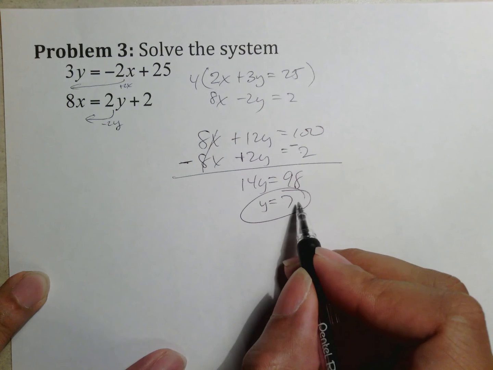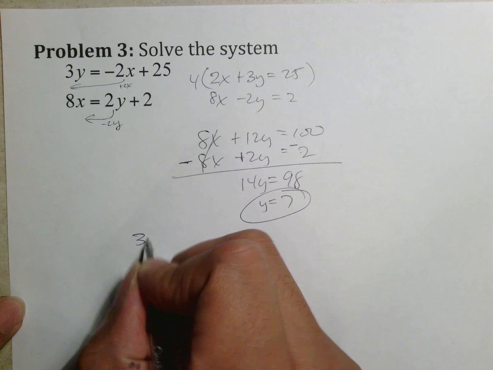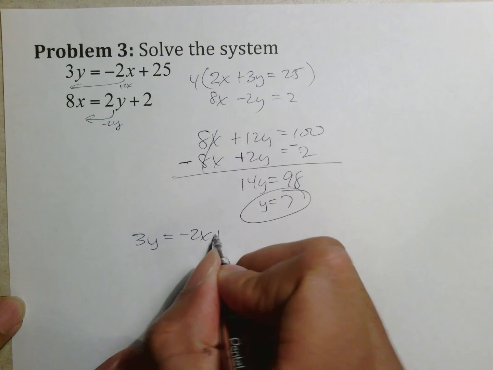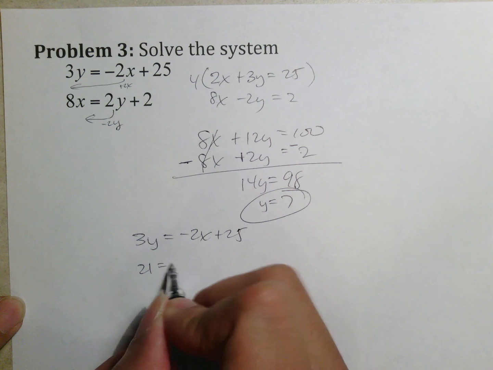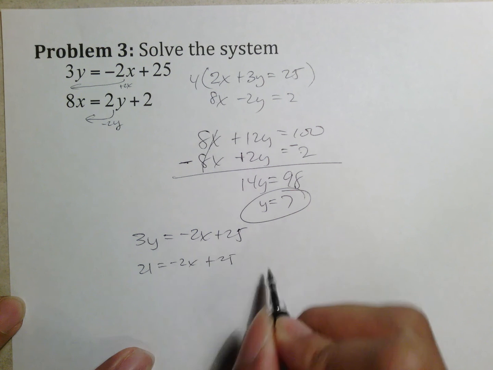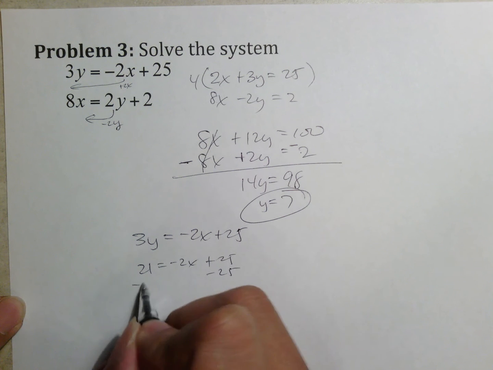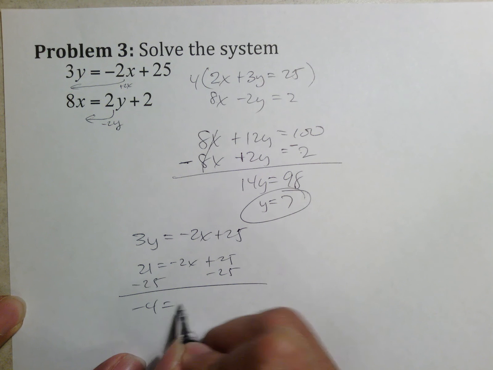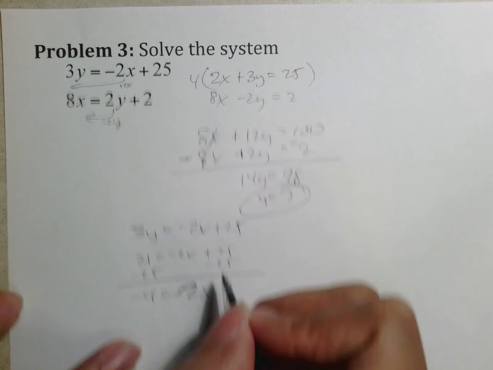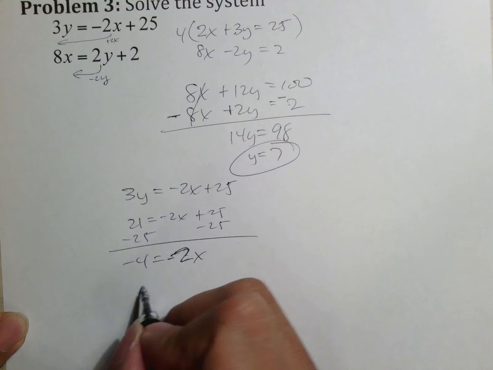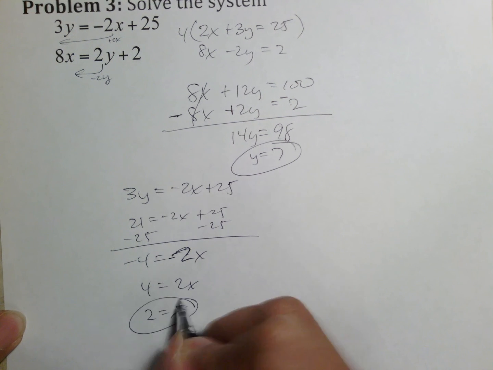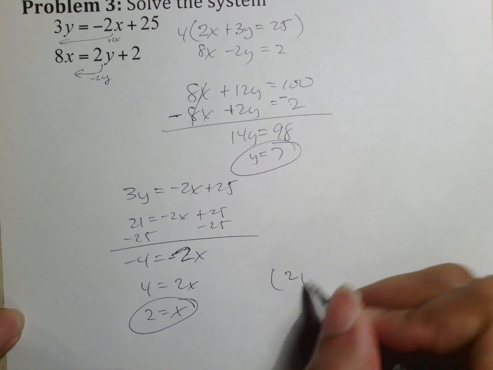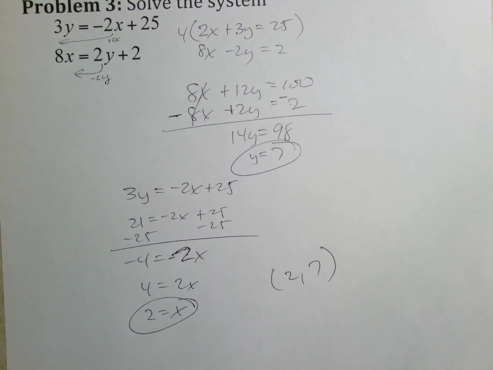I then take this and plug it in somewhere. I'll just plug it into the first one. 3 times 7 would be 21 equals negative 2x plus 25. Subtracting 25 from both sides gives me negative 4 equals 2x. I'm sorry, negative 2x. Switching my signs means that 4 is equal to 2x, and then of course this tells me that 2 is my answer for x. So 2 comma 7 would be my answer there.